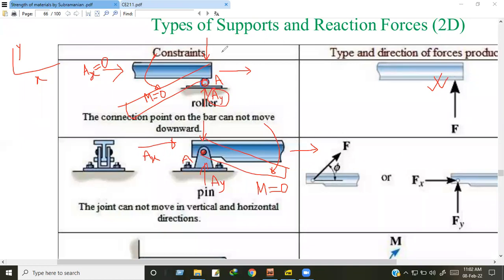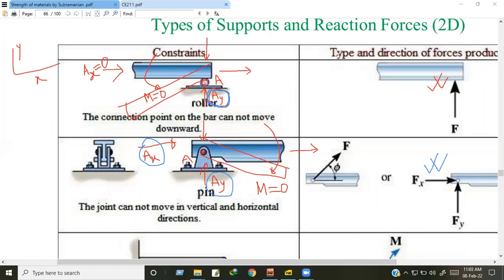Here only two forces will act. One is Ax and another is Ay, and moment equals 0. For the roller, only one reaction force will act, and that is Ay, shown here, and here two forces are shown, Fx and Fy.